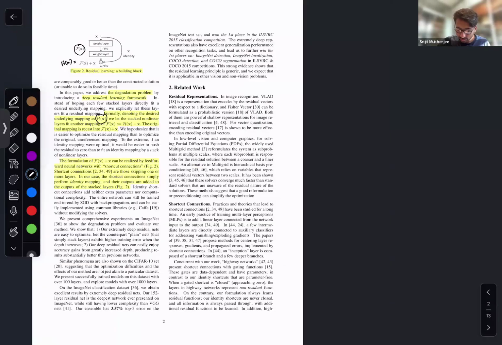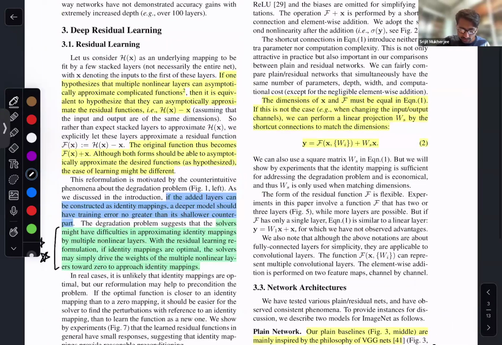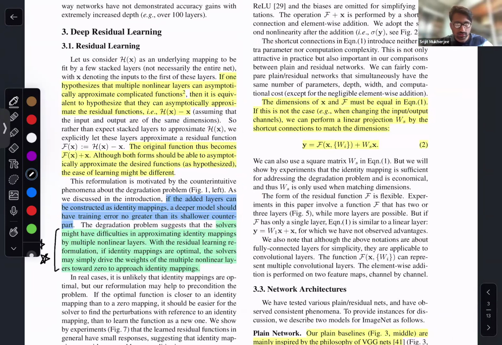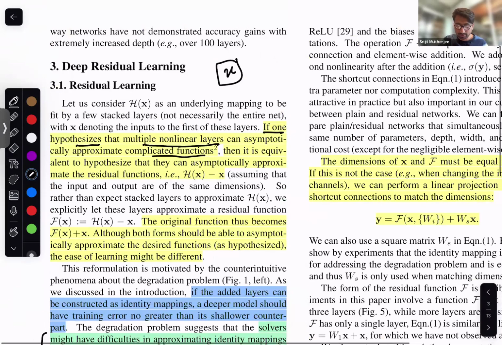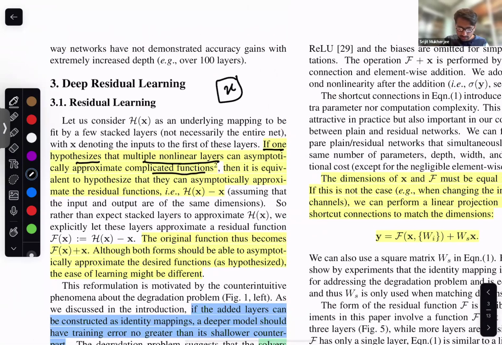But what I will tell you is what exactly they are learning. Now, what they're thinking is that when a deeper layer is constructed, the initial layers are probably learning the identity map X. They're trying to learn the identity map because that's what they hypothesize. For example, one hypothesis is that multiple nonlinear layers asymptotically approximate complicated functions, which was still an open problem at that time. I have to check whether it's still an open problem now, but they have proved that a hidden layer with a nonlinearity can approximate a function quite well. But I'm not sure whether they're talking about this or not.